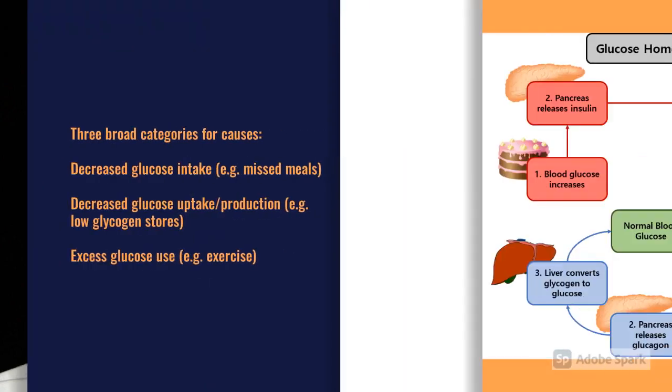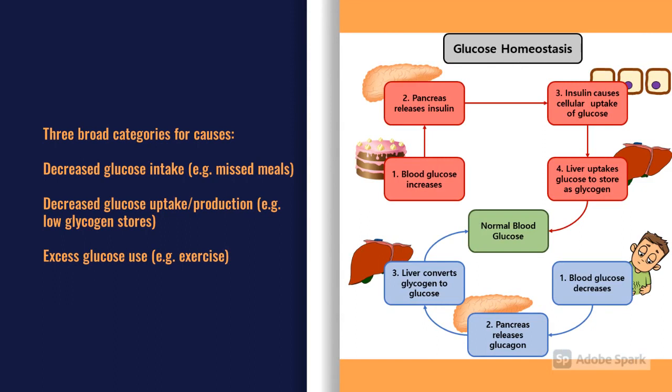Essentially there are three broad categories that we're interested in when we're looking at the potential causes of hypoglycemia. Are they just not taking as much in? So are they not eating as much for whatever reason? Do they have decreased glucose production or decreased uptake? Is there some sort of GI pathology going on that might be causing that? Or is there excess glucose use? So is there either a physiological reason, or are they doing excess exercise?